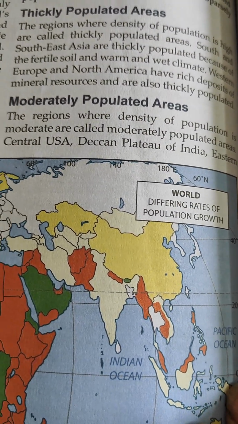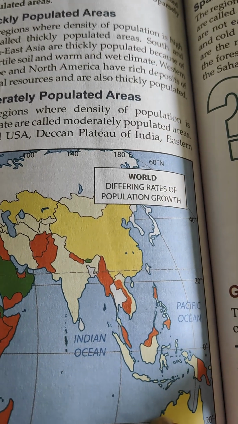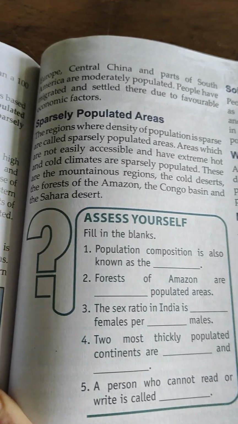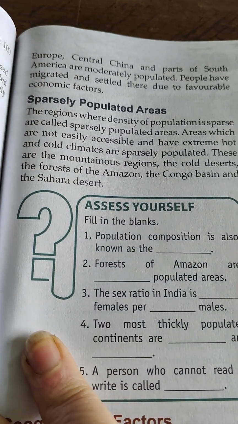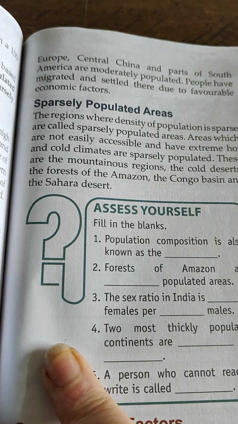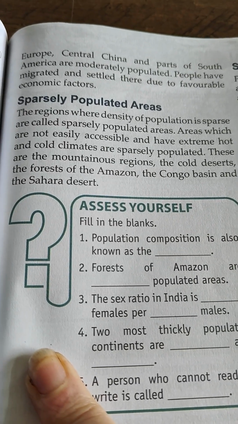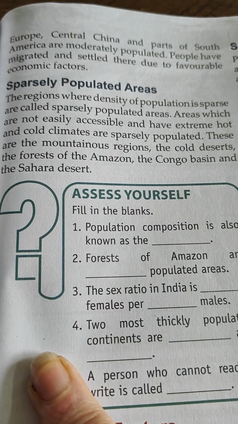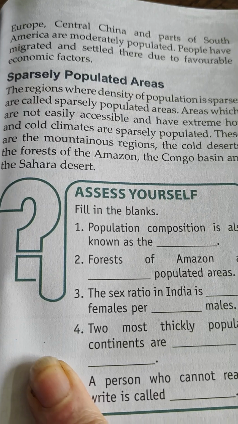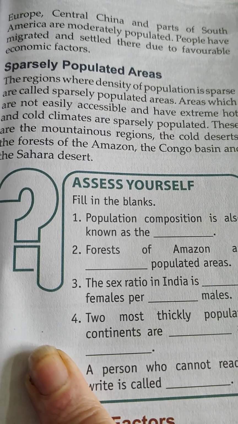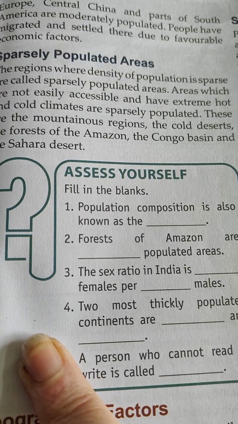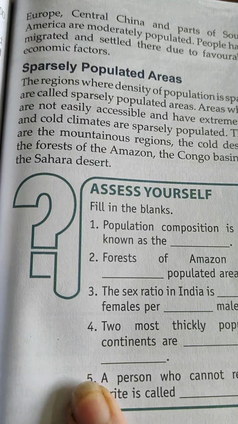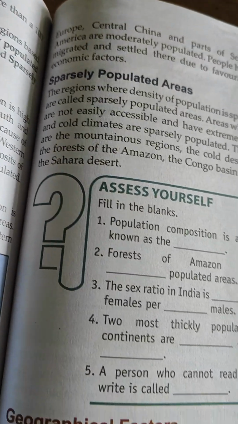As well the moderately populated areas: central USA, the Deccan Plateau of India, eastern Europe, central China, parts of South America. Moderate means not very high and not very low, settled due to favorable economic factors. Sparsely populated areas are regions where the density of population is very low, not easily accessible, remote, with unfavorable climate. So in these areas the population is less: Amazon, Congo Basin, Sahara Desert, cold deserts.